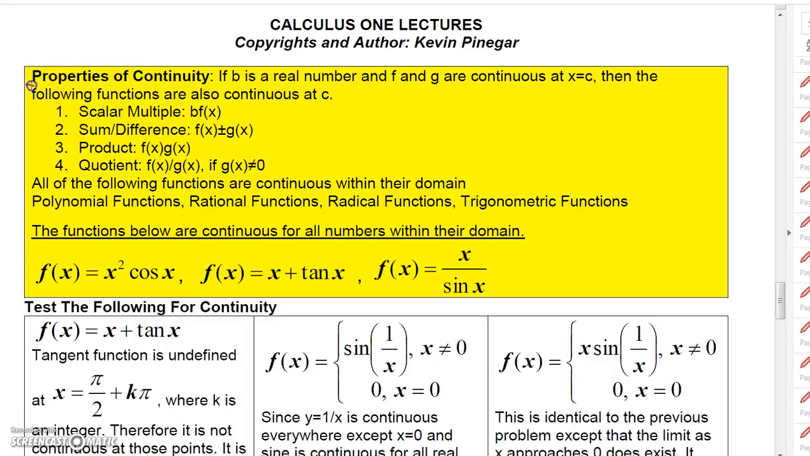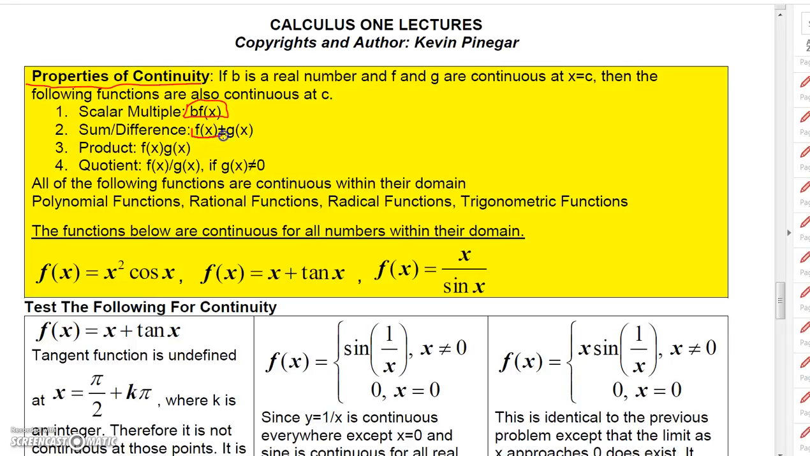Okay, let's talk about some properties of continuity. If b is a real number and f and g are continuous at x equals c, then the following functions are also continuous at c. So if you multiply a constant times a function, then that new function is going to be continuous at c.